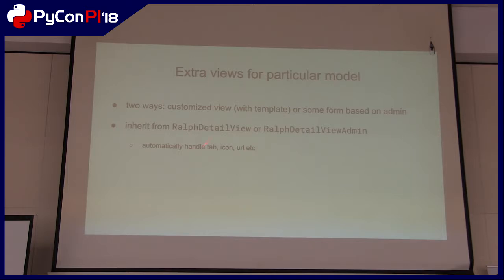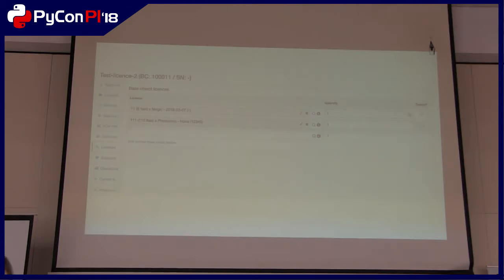But when developers use classes such as DetailView or DetailViewAdmin, the first one is used for template views and the second one for the form views. It would automatically handle for them adding the tab, placing the right icon, the name of the tab, adding it to URLs, and managing these URLs. So how does this extra view for a particular model look?